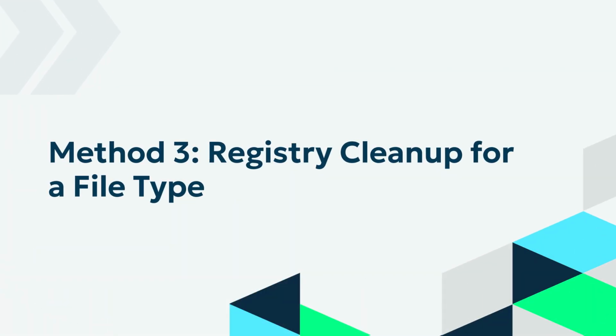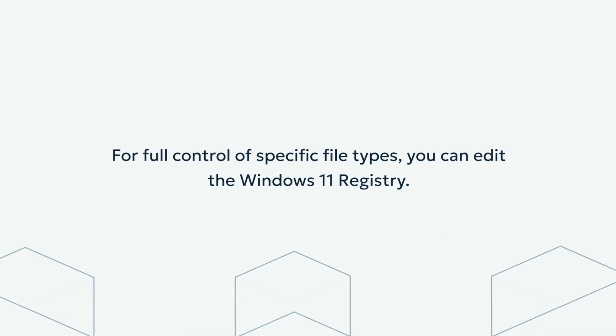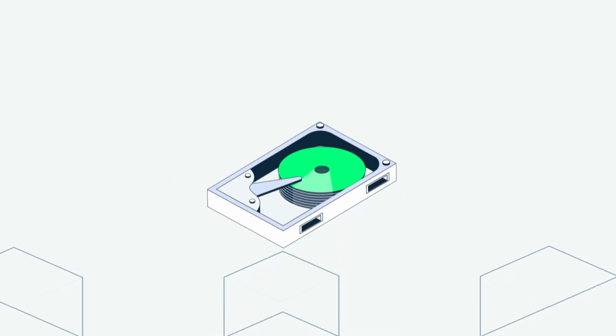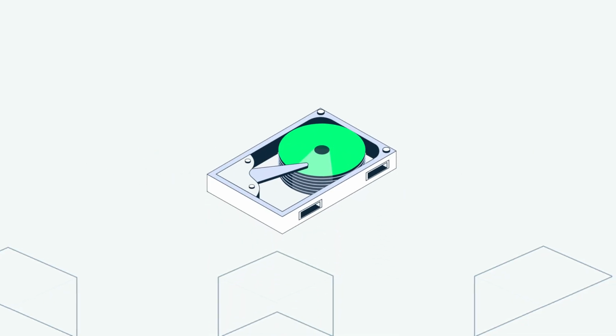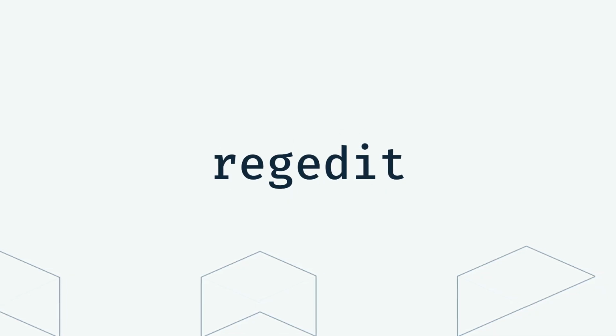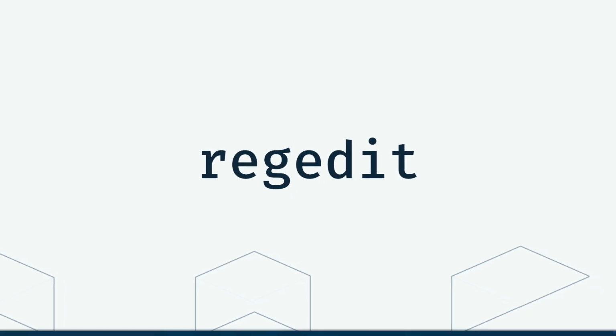Method 3. Registry cleanup for a file type. For full control of specific file types, you can edit the Windows 11 registry. Just remember, always back it up first to stay safe. Open the registry editor by pressing Win+R, typing regedit, and hitting enter.